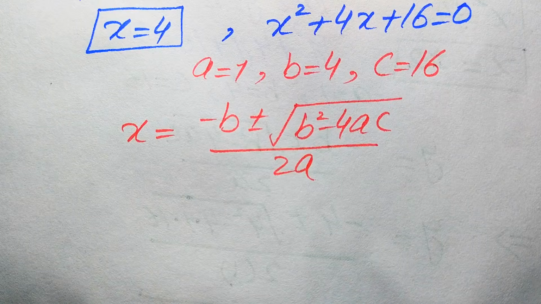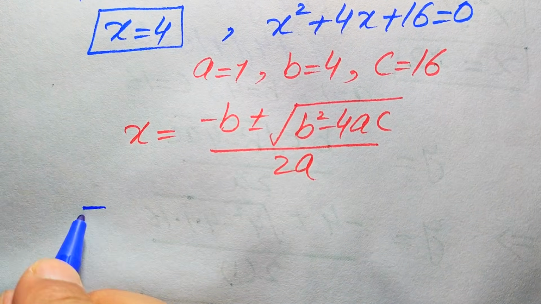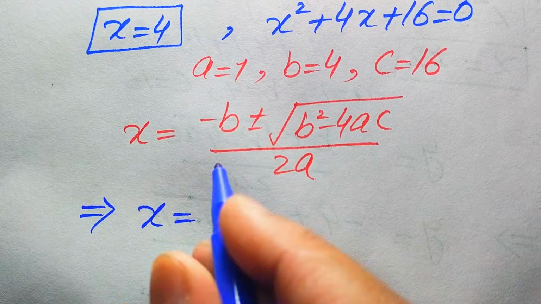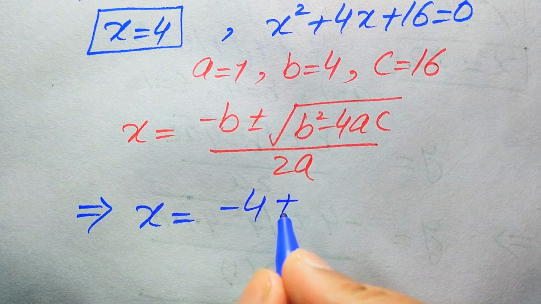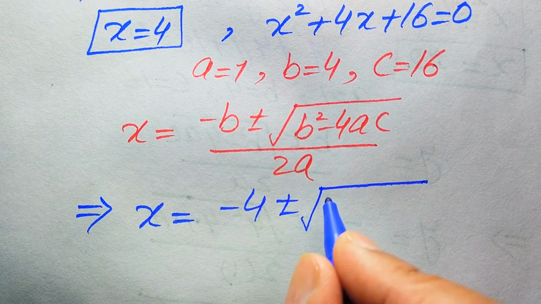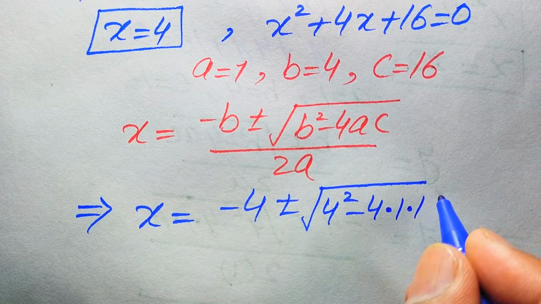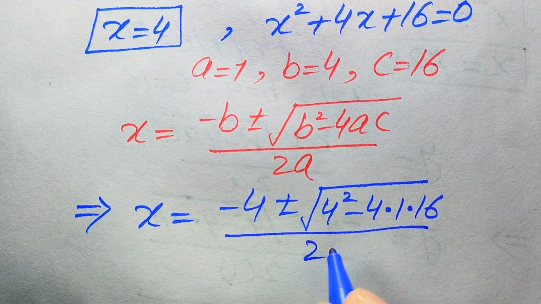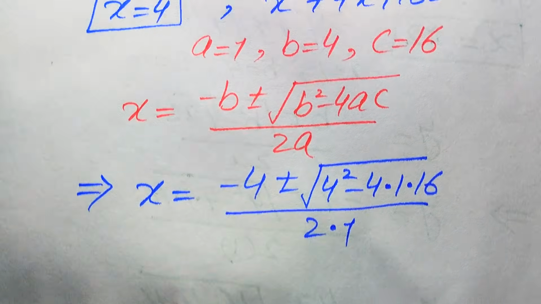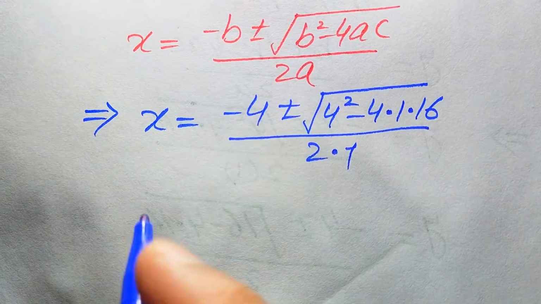So here we need to substitute all the values of a, b and c. When we substitute all these values, it will be written as x equals minus b, the value of b is minus 4, plus minus square root of b squared, b is 4 squared, minus 4 times a, which is 1, and c is 16, and it is divided by 2 times a, and here our a is equal to 1.